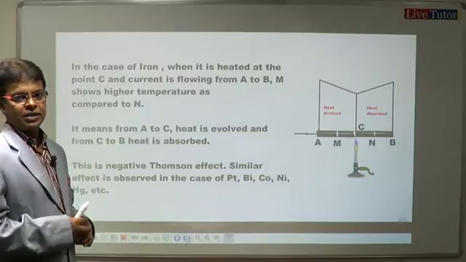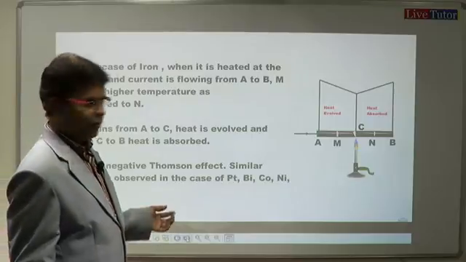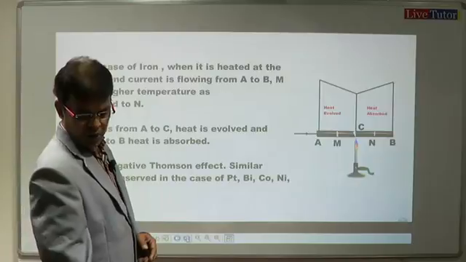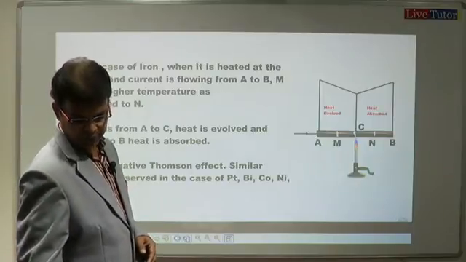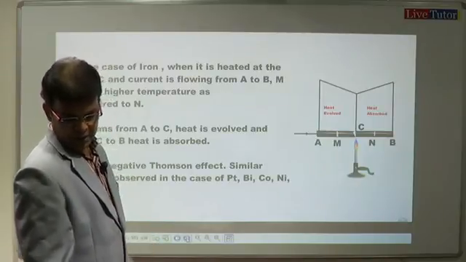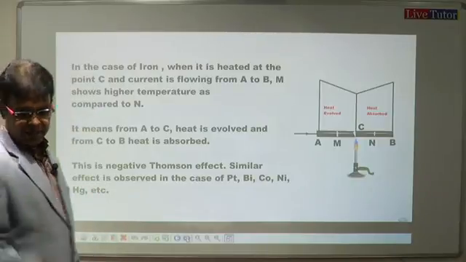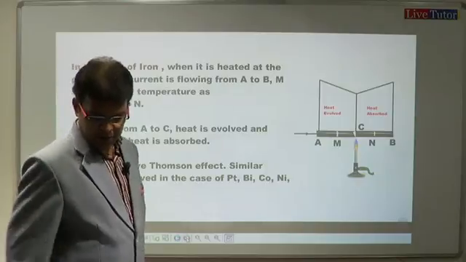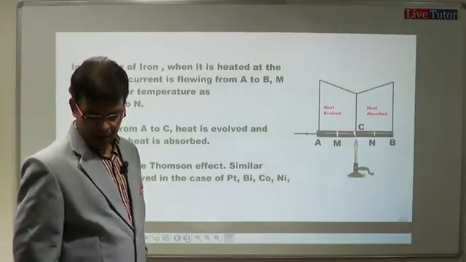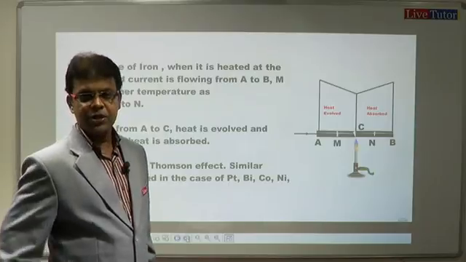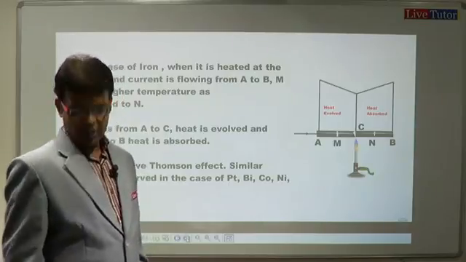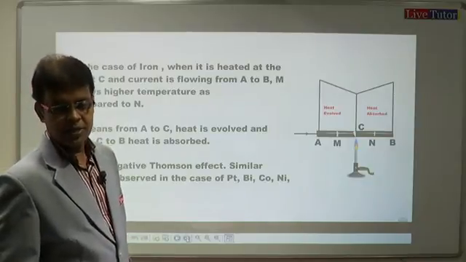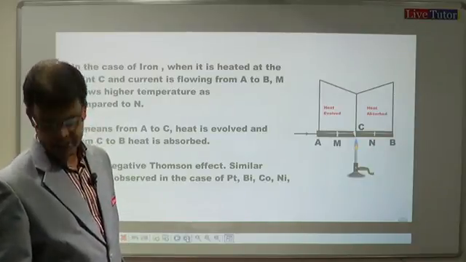a negative Thomson effect. In the exam, which one of the following elements will show negative Thomson effect? Which one of the following will show positive Thomson effect? அப்படினு கேட்றுவாங்க. So on the point நீங்க ஞாபகம் வச்சுக்கோங்க. So this positive Thomson effect is observed in gold, zinc, cadmium, and then antimony, all those things will show positive Thomson effect. Antimony, zinc, cadmium, and then silver. It's not gold, it is silver, argentum.